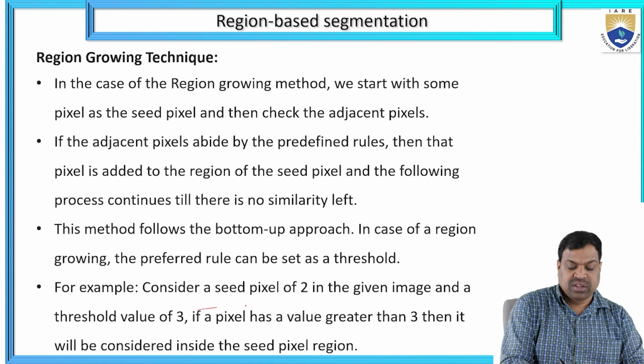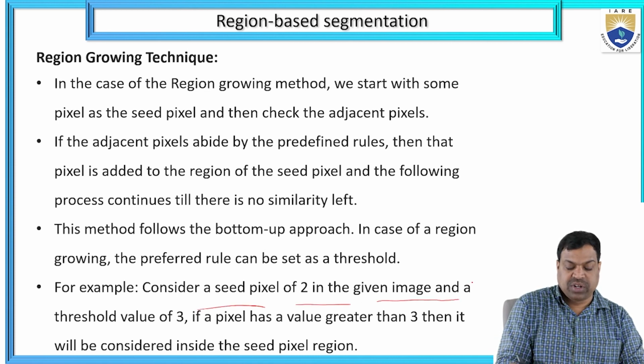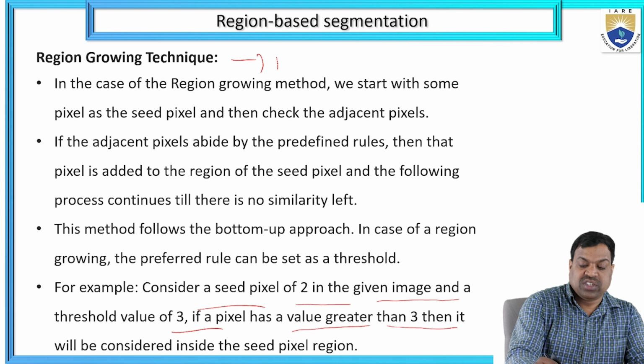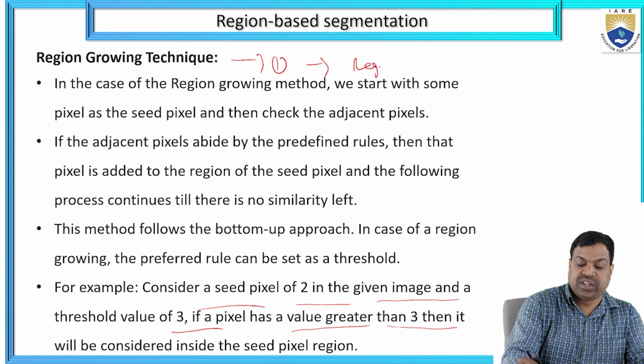For example, I am taking a seed pixel of 2 in the given image and the threshold value is 3. A pixel with a value greater than 3 will be considered inside the seed pixel region. So region growing is one type of technique in region based segmentation.